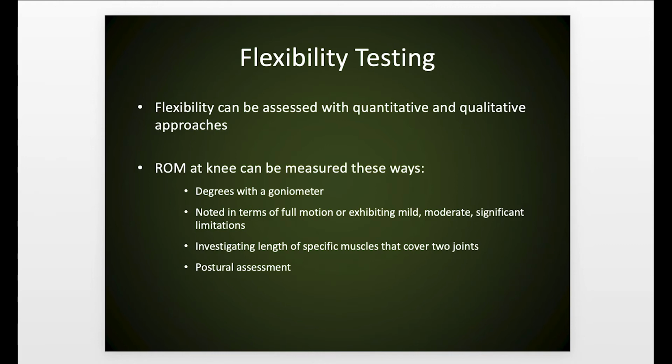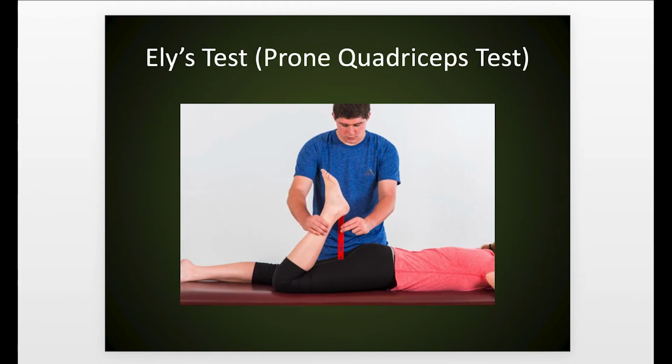Now, looking at the knee in particular, it can be measured in a couple different ways. So the degrees with a goniometer, measuring the joint angle, and the goniometer can be used in multiple joints throughout the body. So noted in terms of full range of motion or exhibiting mild, moderate, or significant limitations, depending upon what the goniometer may say, or you could even just eyeball it as well. And investigating length of the specific muscles that cover two joints, as well as any postural assessment within the lower body. So one of the tests that can be performed here with the knee is the Ely's test.